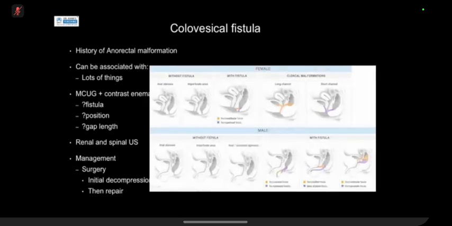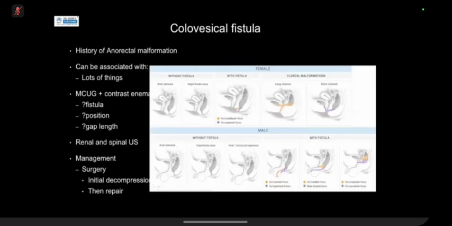And as I said, the surgeons will diagnose the anorectal malformation clinically, or the neonatal team will diagnose it clinically, and then they will defunction them. Before they do the repair, in the UK at least, they'll have a micturating cystourethrogram and a contrast enema of that distal portion at the same time.